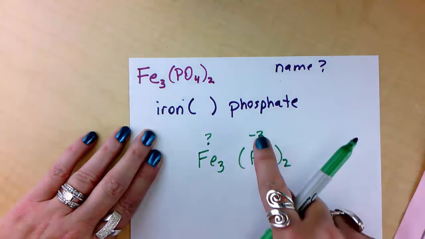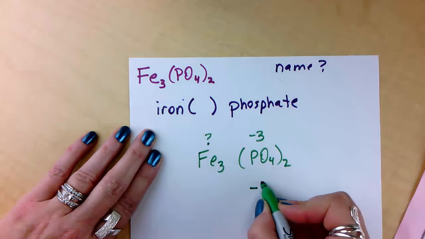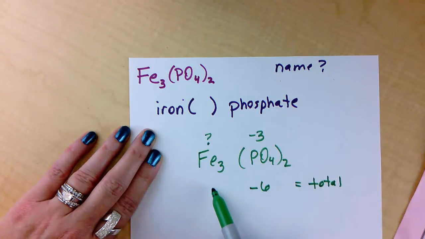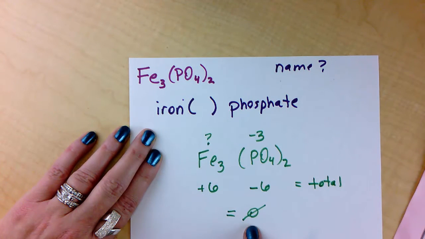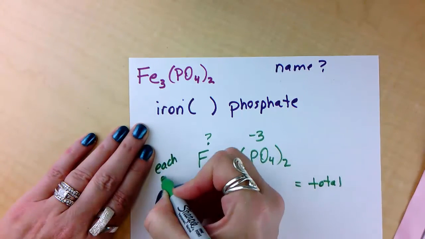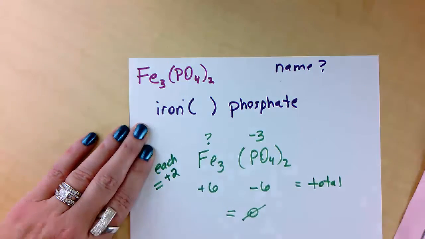There are 2 PO4s. So what is that total? Well, if they're -3 each and there's 2 of them, it is -6 total. So what are the 3 irons total if it has to add up to 0? Remember, this has to add up to 0. Well, the 3 irons have to be 6 because 6 minus 6 is 0. So 6, but that's for 3 of them. What are they each? Well, if 3 of them are +6, then individually they must be +2.